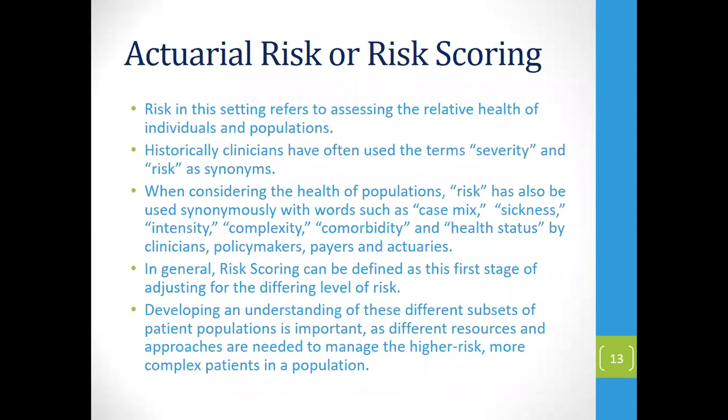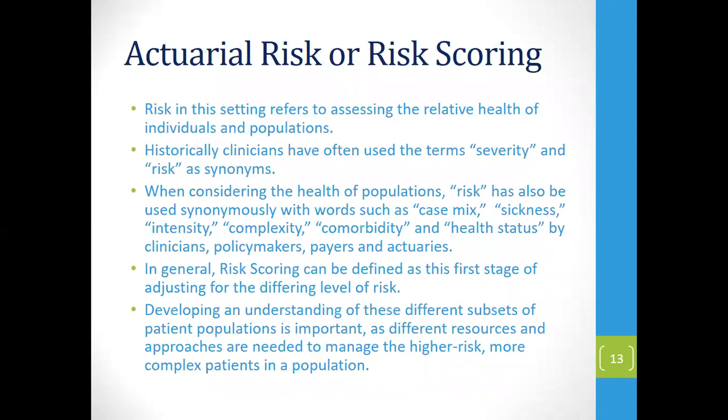Lots of times when we talk about populations, we'll also use terms, and insurance companies especially will also use terms like case mix or sickness or intensity or complexity, comorbidity, health status, those kinds of things, right? And depending on whether you're a healthcare provider or a policymaker making decisions or laws around healthcare payment, or an insurer thinking about how you pay for this, or an actuary, some of those words are used more in one setting than the other, but they're all talking about health of population and how you can quantify the health of an individual, and then by extension of a whole population of folks that you might be caring for, right?